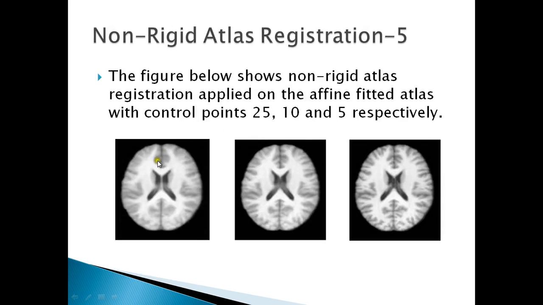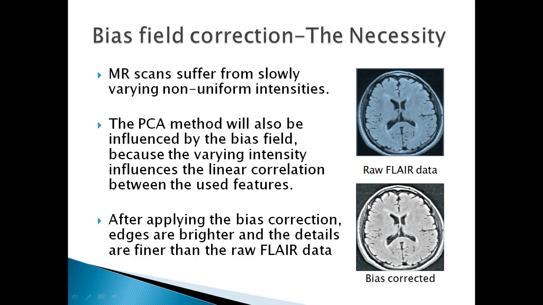So this is an example of a non-rigid atlas registration with control points 25, 10, and 5 applied to the initial affine fitted brain lesion diagram I showed you. As you can clearly see, you can find distinct differences once the non-rigid atlas registration has been applied.